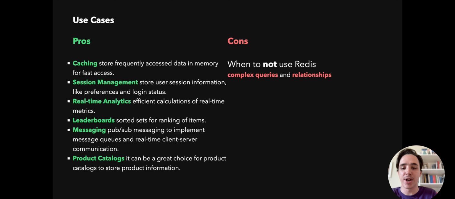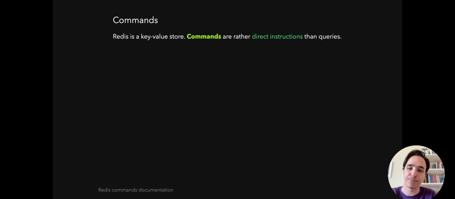But at the same time, it's not a great solution for everything. You generally wouldn't use Redis when dealing with complex queries or intricate data relationships. For those scenarios, a traditional relational database is usually a better fit.